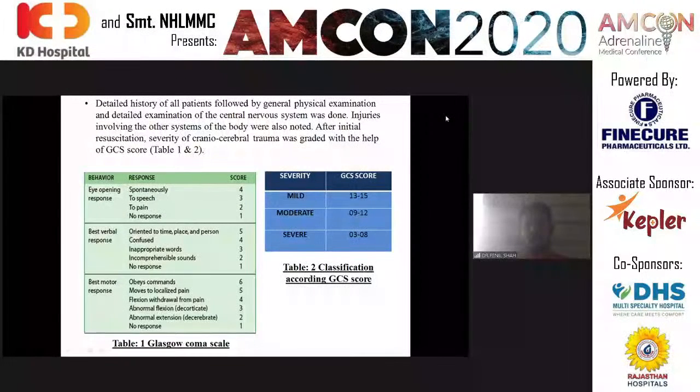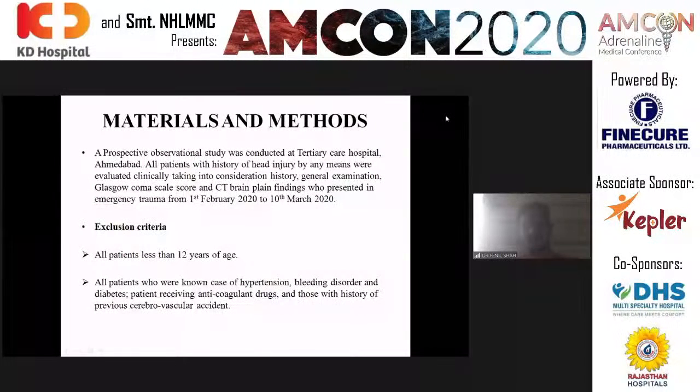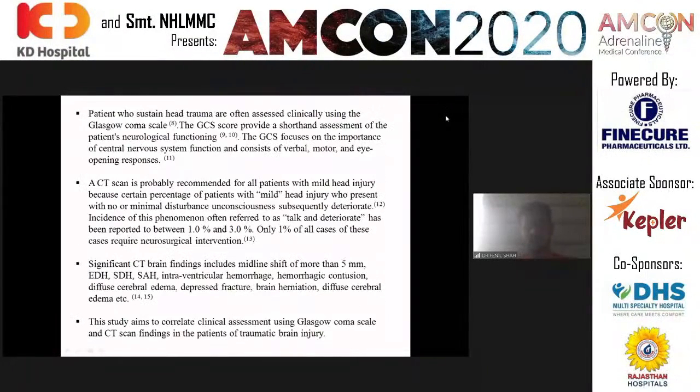Patient who sustained head trauma are often assessed clinically using Glasgow Coma Scale. The GCS score provides a shorthand assessment of patients' neurological functioning. The GCS focuses on importance of central nervous system function and consists of verbal, motor, and eye-opening responses.